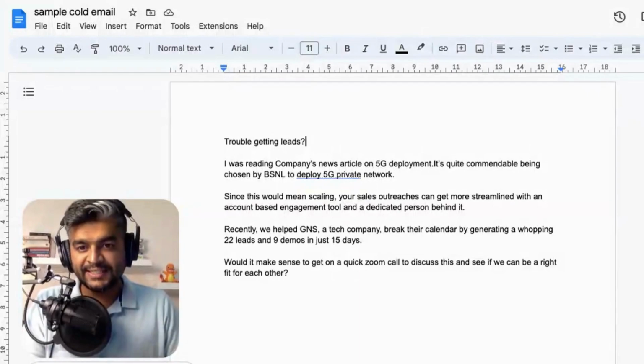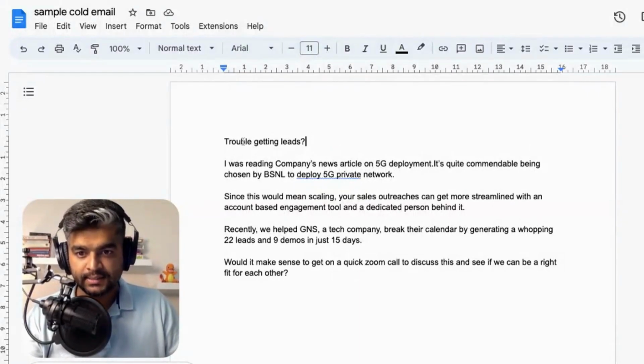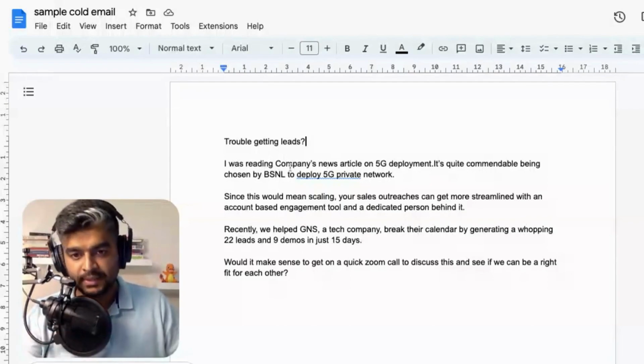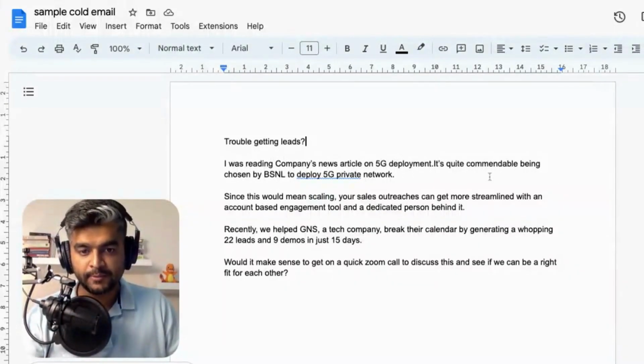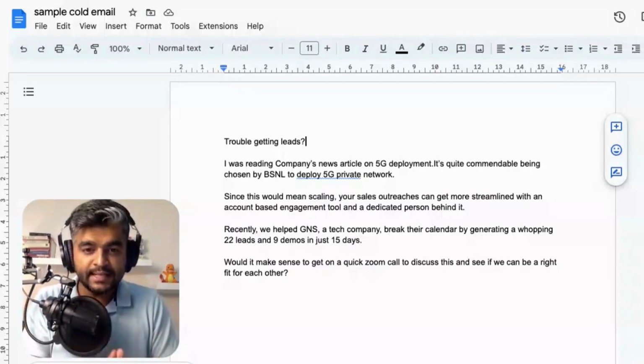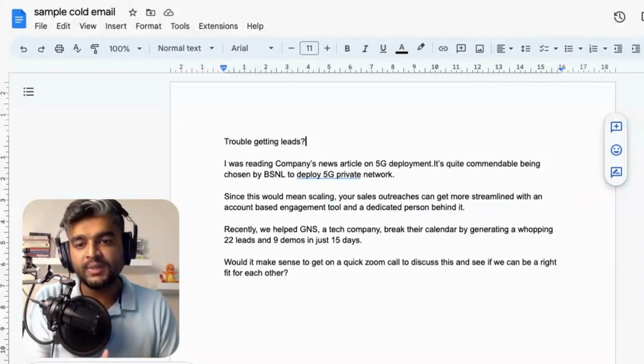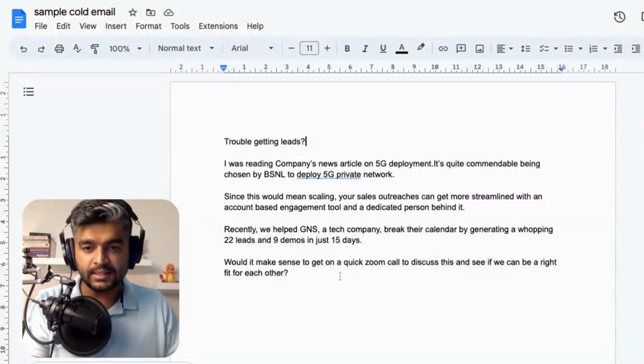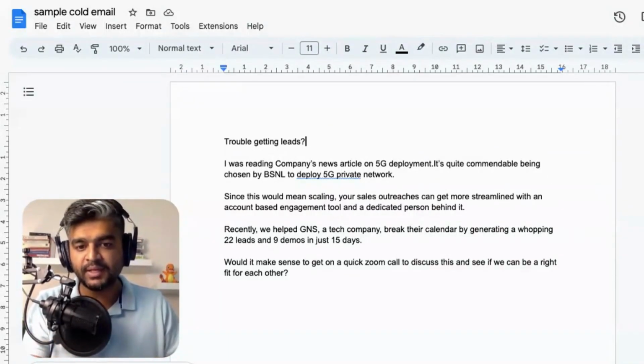Now that I've spoken about the tips, let me add the subject line to this. So the subject line says trouble getting leads, and then let me read out the email for you now. I was reading the company's news article on 5G deployment. It's quite commendable being chosen by BSNL to deploy 5G private network. Since this would mean scaling, your sales outreaches can get more streamlined with an account-based engagement tool and a dedicated person behind it. Recently, we helped GNS, a tech company, break the calendar by generating a whopping 22 leads and 9 demos in just 15 days.